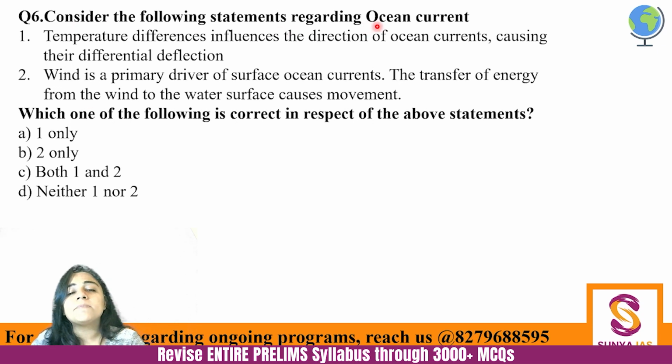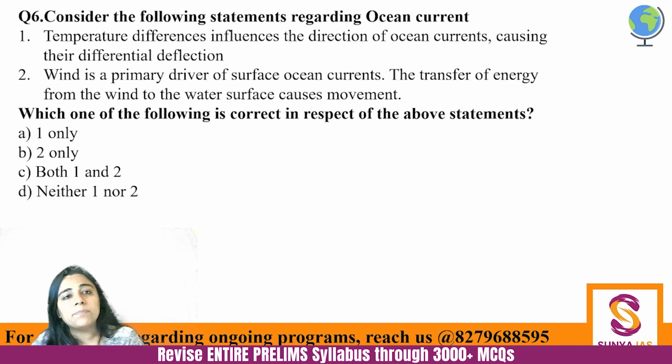Consider the following statements regarding ocean currents. Temperature differences influence the direction of ocean currents, causing their differential deflection. Wind is a primary driver of surface ocean currents. The transfer of energy from the wind to the water surface causes the movement. So, which of the given statements is or are correct?